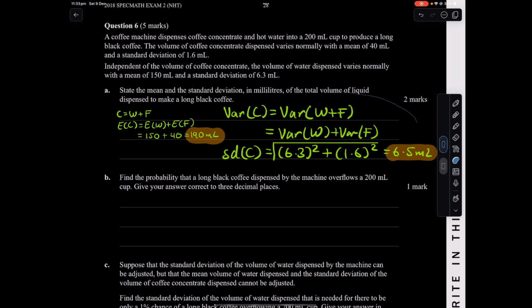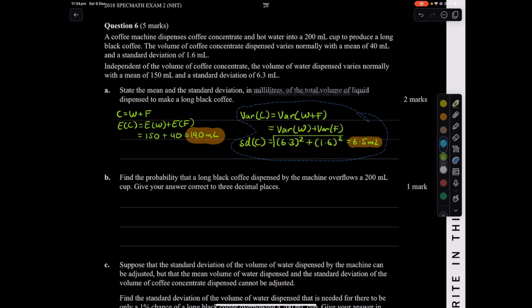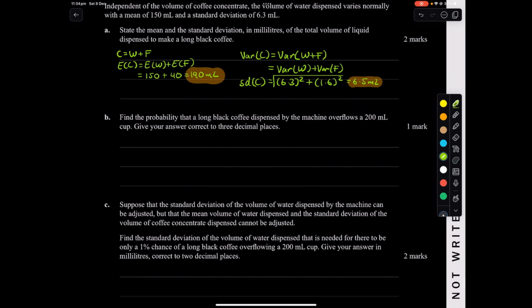That's it. That was not too bad. Very nice and easy. Kind of a common question in exams now, the special exams, this kind of question. So that's great. Find the probability that a long black coffee dispensed by the machine, so remember long black coffee is our C, overflows a 200 milliliter cup. Give your answer correct to 3 decimal places.